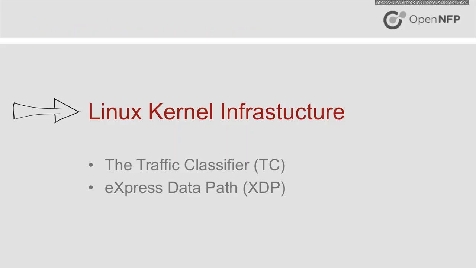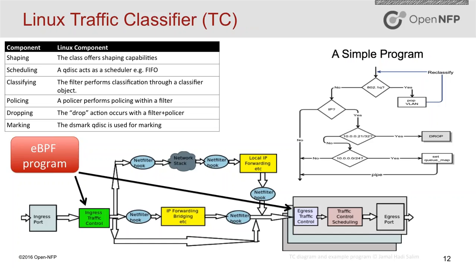So now we'll have a quick look at the kernel infrastructure for eBPF offload. The main component in the stack that allows us to do eBPF offload is the Linux Traffic Classifier, the TC. And this implements a multitude of functionality. Classic traffic classifier and shaping operations, scheduling packets in FIFO fashions, for instance, policing packets that exceed a bandwidth guarantee, dropping packets, those kinds of things, and maybe marking packets.